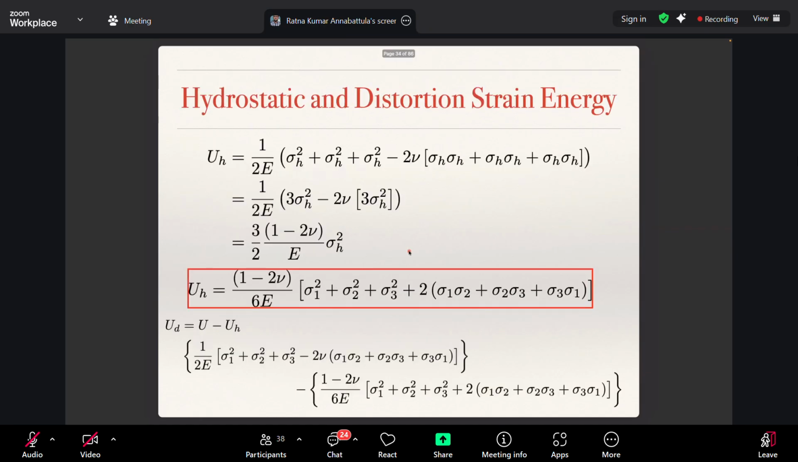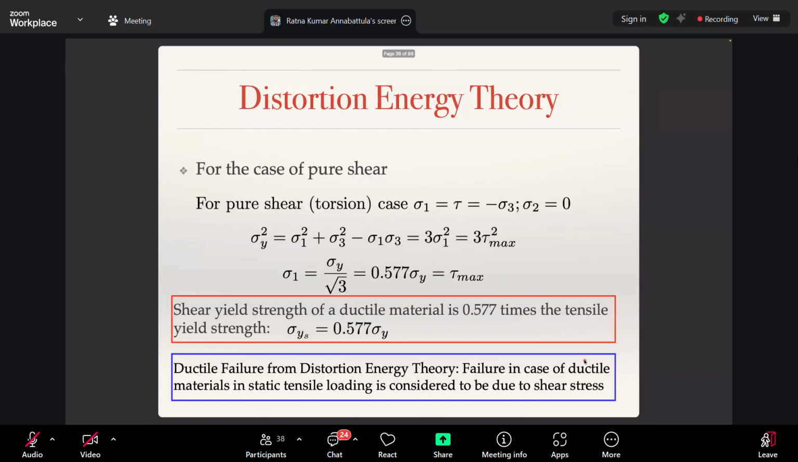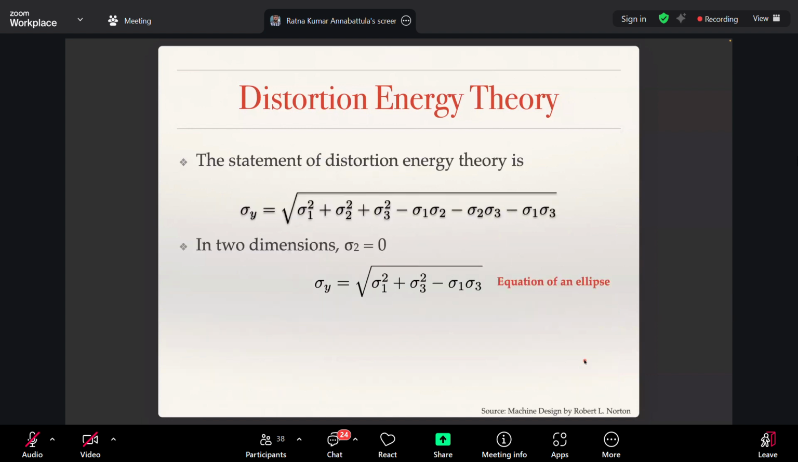So the concept of equivalent stress is very useful. Now what we have done in this distortion energy theory is that we have tried to derive a one-dimensional equivalent of a 3D state of stress and then compare that one-dimensional equivalent stress to the yield strength of the material to decide whether the material is failing or not. All right. So the statement of distortion energy theory is sigma y is equal to square root of this. So when this becomes equal, that is when failure happens.